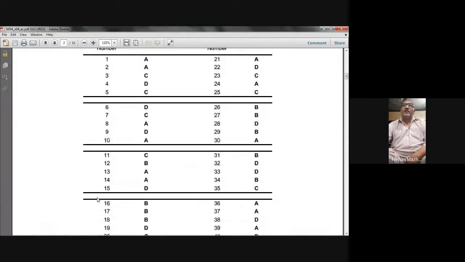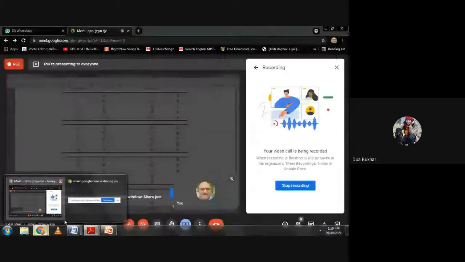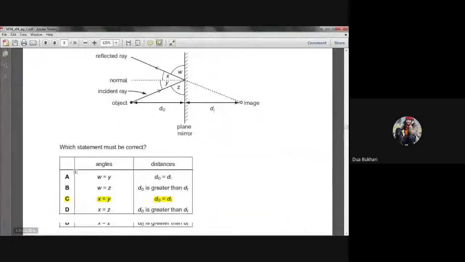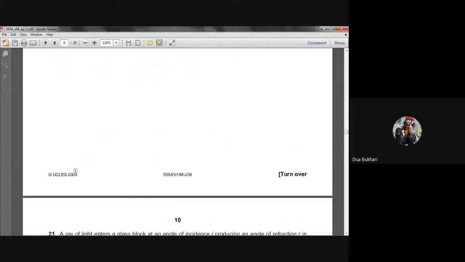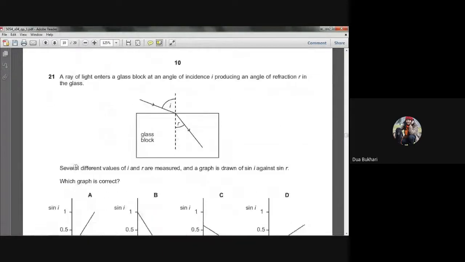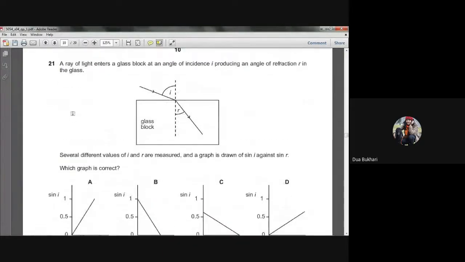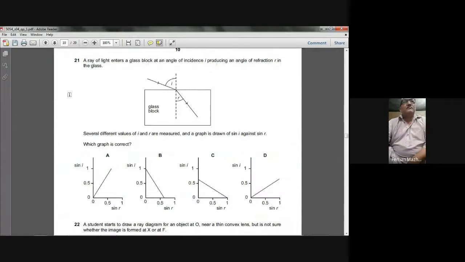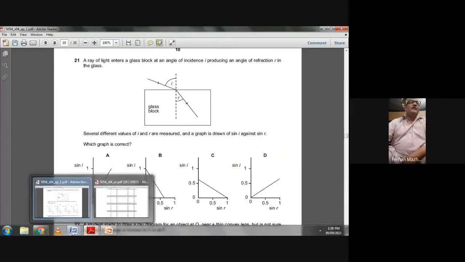So, let's go. How many MCQs do we have to do in total? As many as possible. Is this not enough? So you think this is enough? Okay, so let's stop.